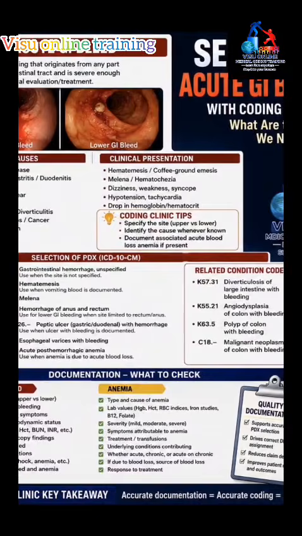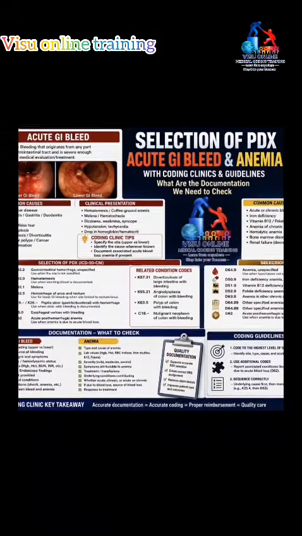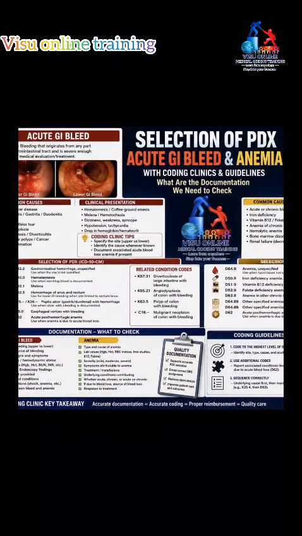Now we are going to discuss PDX selection. When both conditions are reasons for admission, the physician clearly states acute GI bleed and acute blood loss anemia. The physician is giving treatment with transfusions for anemia, and for the acute GI bleed they have done an EGD and given treatment with IV protonix. So both conditions are reasons for admission, both are getting treatment equally, and both are managed by the physician. This time we have to go with the higher weightage.